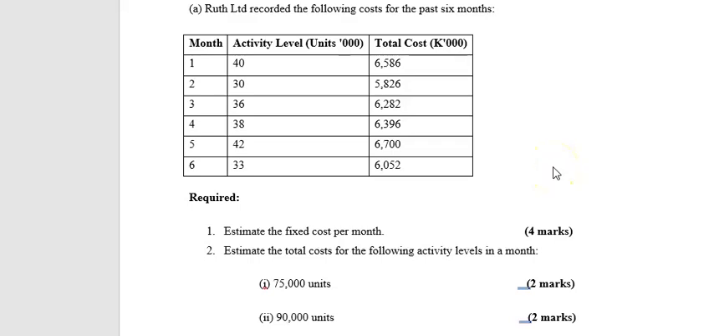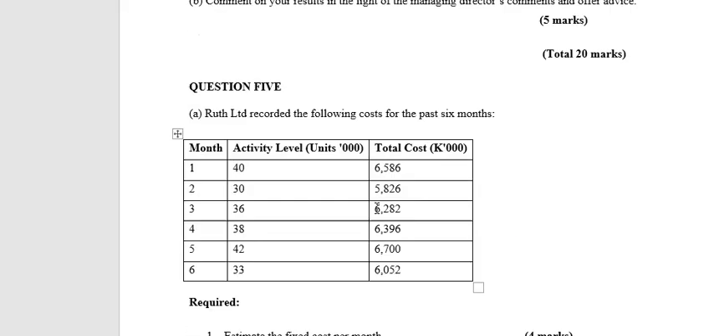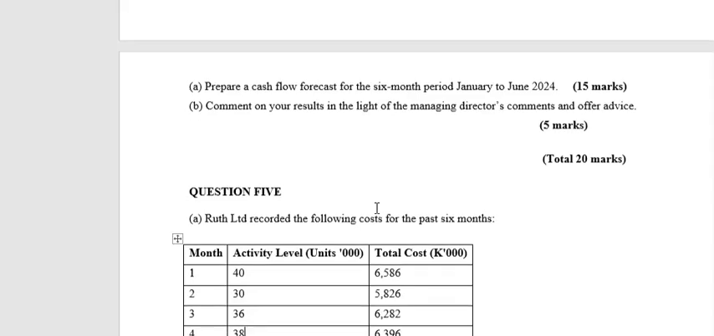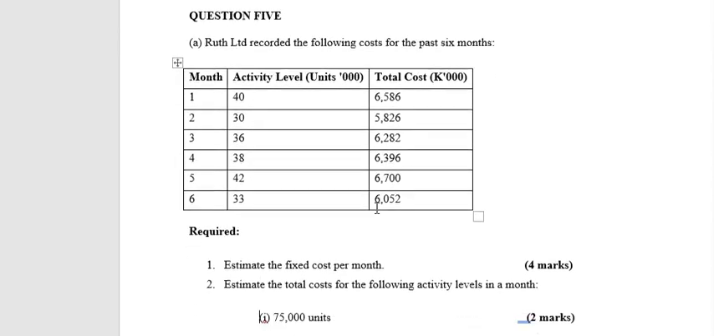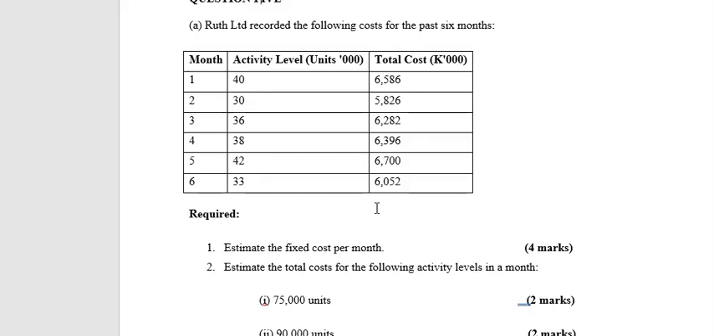Okay, so we want to address this question from Strategic Management Accounting, question number 5. Strategic Management Accounting exam, Cavendish. This is a continuation of the first question we solved, question number 1, the one to estimate fixed cost per month. So now I want us to answer question number 2.1 and question number 2.2.